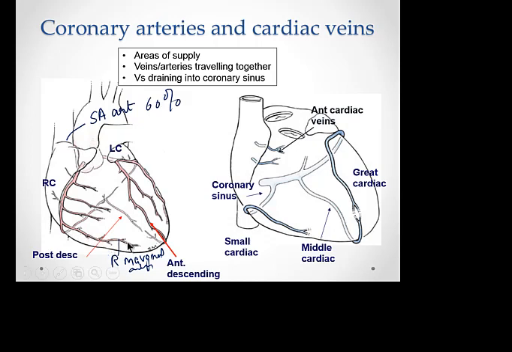So, right marginal artery. Then this artery turns around and comes on the posteroinferior surface, where it will supply part of the right atrium, a lot of the right ventricle, and then gives off a tiny branch, which you see here, which is called the AV nodal artery in about 90% of the cases. So in 90%, it gives off this AV nodal artery.